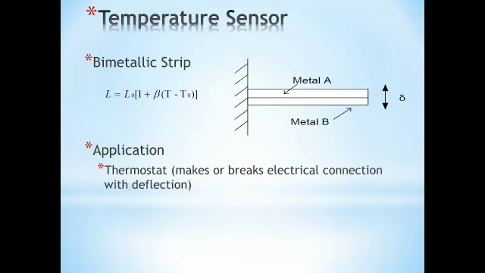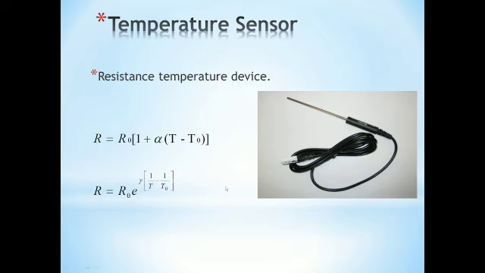Temperature sensor: the bimetallic strip. The formula is L equals L naught into 1 plus beta into T minus T naught. Here we can see two metals placed very close to each other. Application: a thermostat makes or breaks an electric connection with deflection.